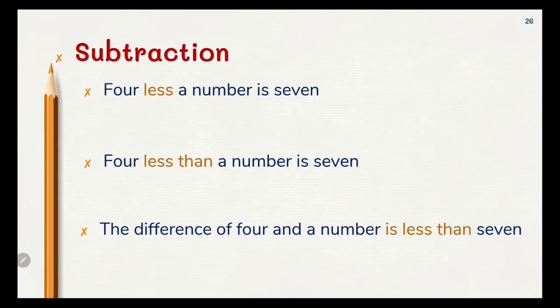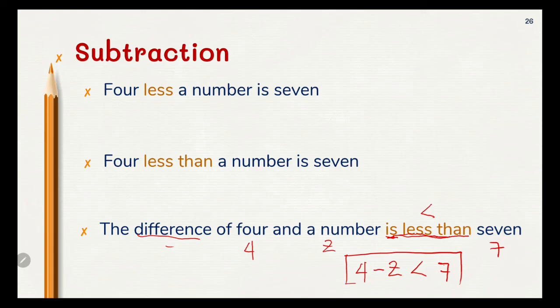Okay? So the third one is the difference of 4 and a number is less than. So there is an is less than. When it is like that, that would mean it's that symbol. Okay? So the difference, so here we have the minus, we have 4, and the number z is less than 7. So when you write the symbol here, you have 4 minus z less than 7. So that would be your answer.